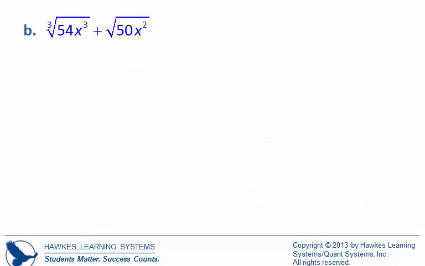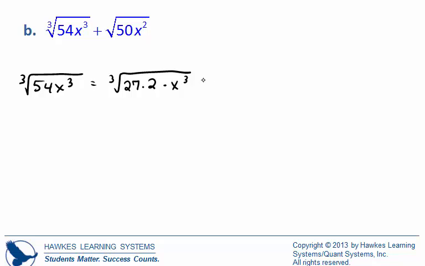Let's look at part B. Okay, for part B, we need to do the same sort of thing, but this time we are working with the cubed root on the first problem. So we have a cubed root of 54x to the third. Let's rewrite the 54 in terms of numbers that would have a cubed root. So 54 could be 27 times 2, and then we have an x cubed.